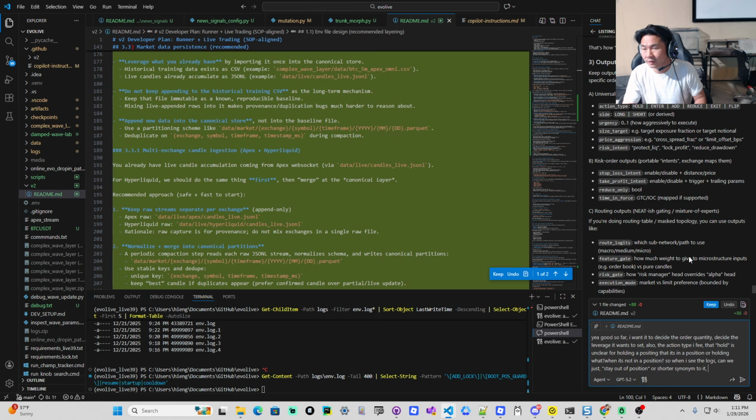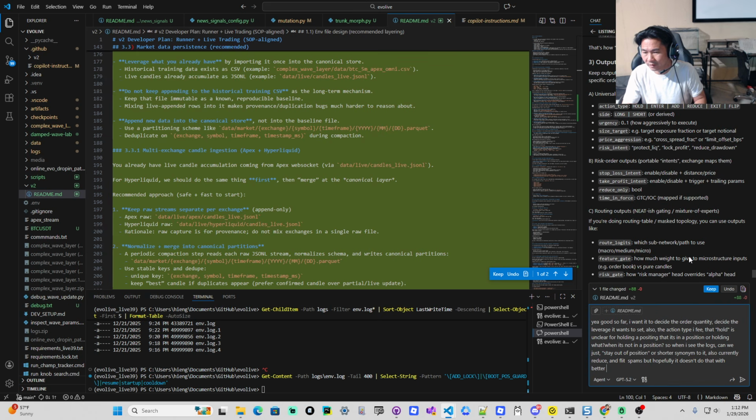Add, reduce, exit, flip. So currently reduce and flip spams, but hopefully it doesn't do that with better training. Alright, let's see what it says.